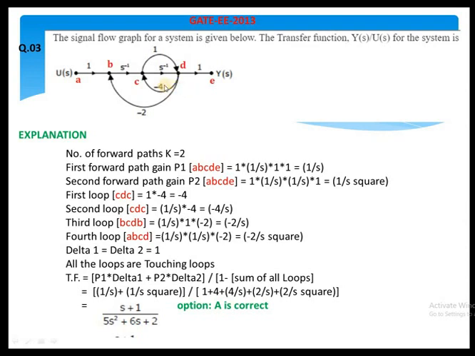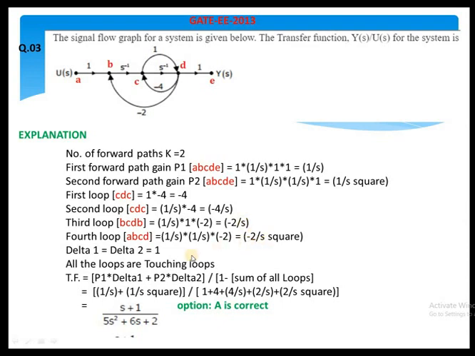That means with a combination of minus 4 there are 2 possible loops. With a combination of minus 2 there are 2 more possible loops, because we have 2 feedbacks and 2 forward paths. So there are 4 possible combinations of loops. The first loop gain value is minus 4, the second loop is minus 4 by S, the third loop is minus 2 by S, and the fourth loop gain value is minus 2 by S square.